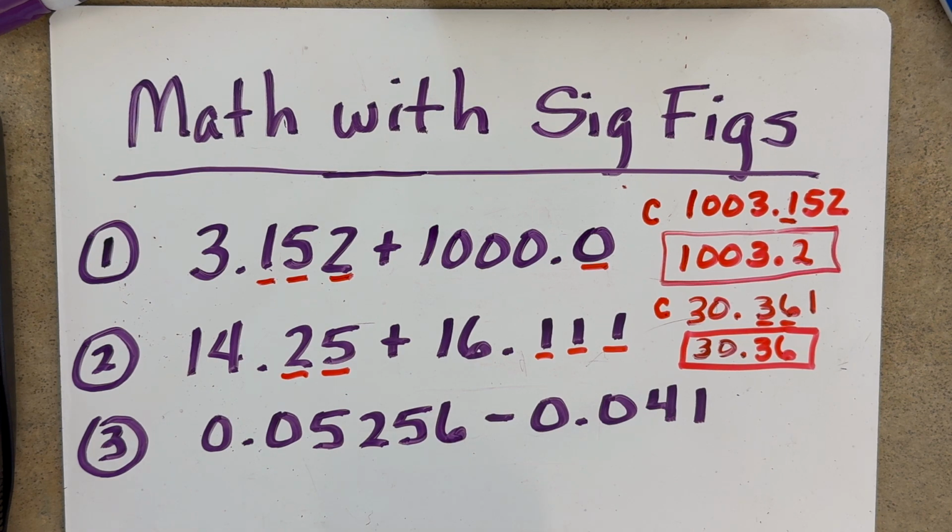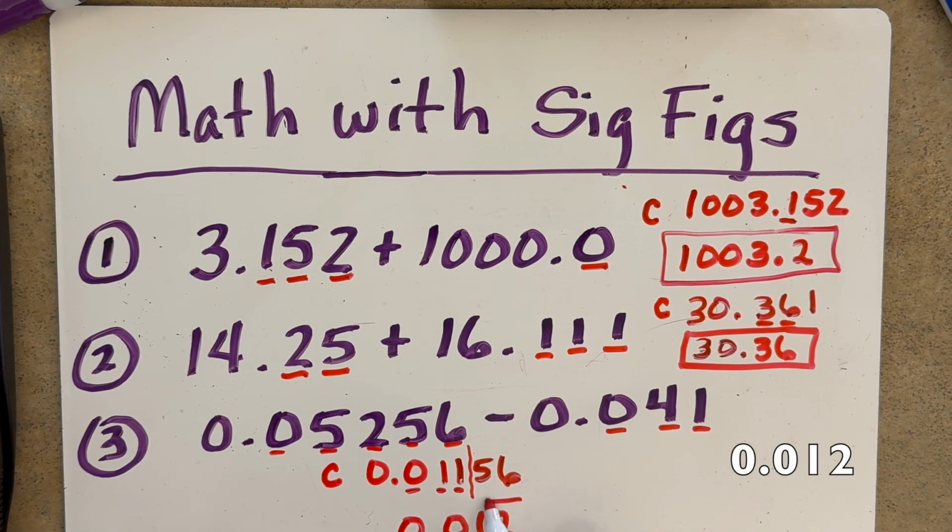And in our final problem, our calculator answer is 0.1156. I always put the 0 in front. You don't have to put that. I just put that to make the decimal point obvious. So here we have 1, 2, 3, 4, 5. Here we have 1, 2, 3. So we get to keep 1, 2, 3. So it's going to be 0.012, because when we cut this off, that's a 5, so we're going to round that up to a 2.